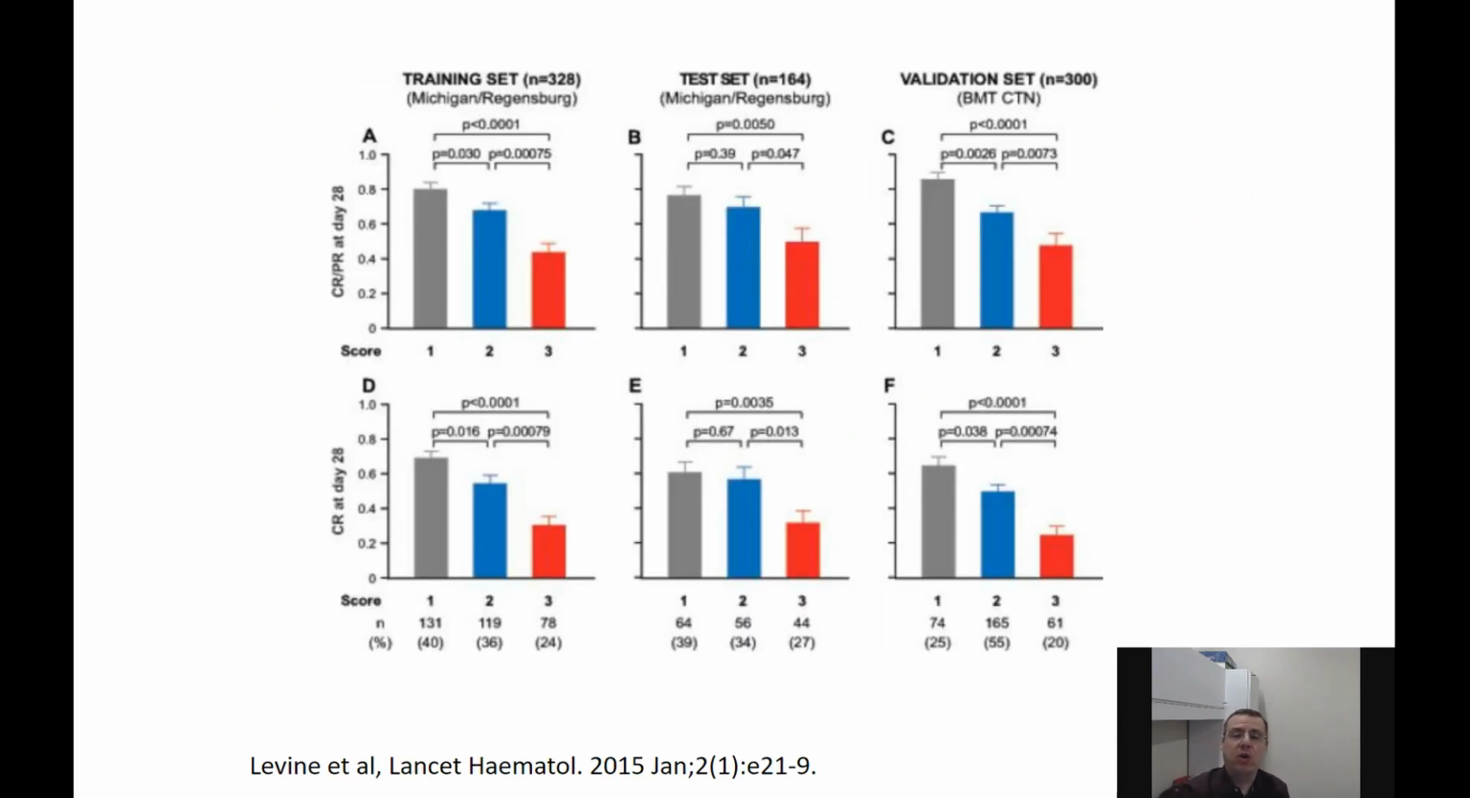These Ann Arbor prognostic groups also were predictive of complete remission or partial remission of acute GVHD by day 28. And this was seen again in the training set, the test set, and the validation set.